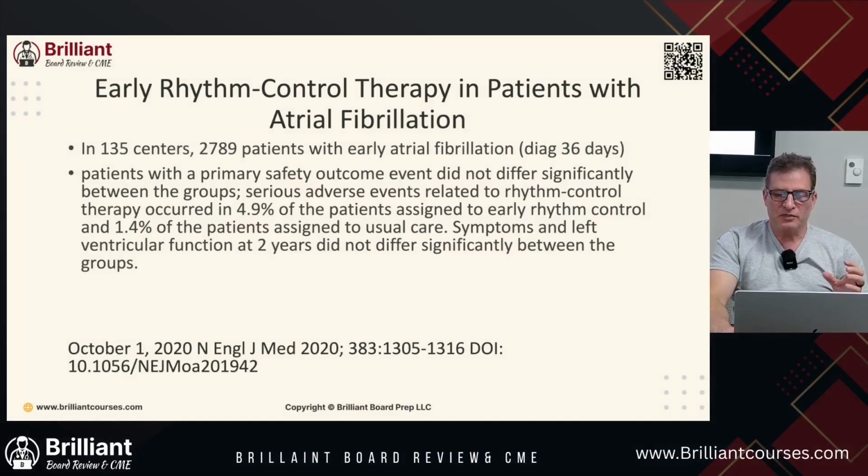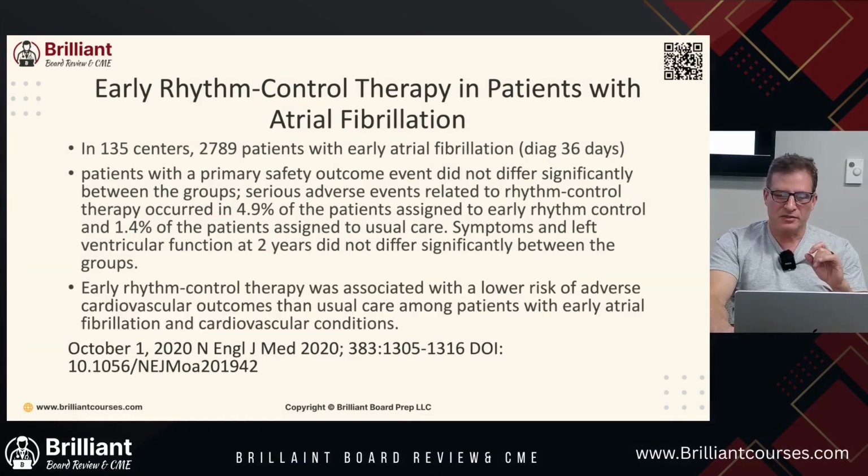In patients with the primary safety outcome, the events did not differ significantly between the two groups. Serious events related to rhythm control therapy occurred in 4.9% of patients assigned to early rhythm control and 1.4% in patients assigned to usual care. Left ventricular function at 2 years did not significantly differ between the groups. Okay, so this is early rhythm control. Now, let's talk about this. Early rhythm control therapy was associated with a lower risk of adverse cardiac outcomes than usual care among patients with early atrial fibrillation and cardiovascular conditions.